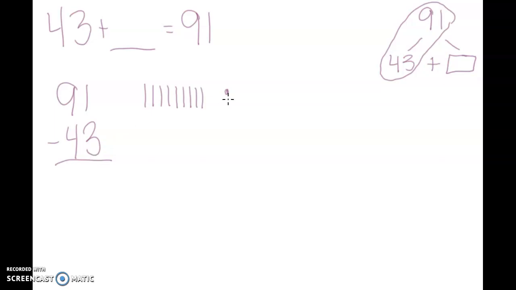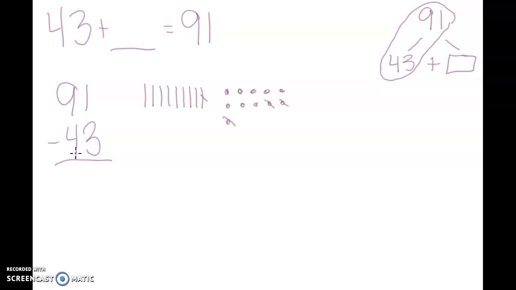All right, so we have 3 ones. Can I take away 3 ones? Nope. So what must I do? Yes, I must cross off a 10, and I'm going to add 10 ones here. 1, 2. Okay. Now, can I take away 3 ones? Yes, I can. 1, 2, 3. I'm done with my ones.